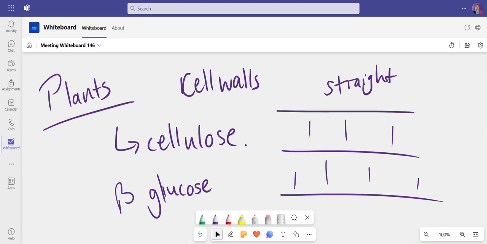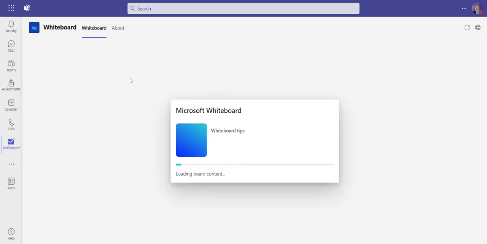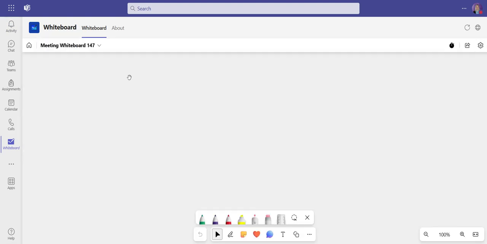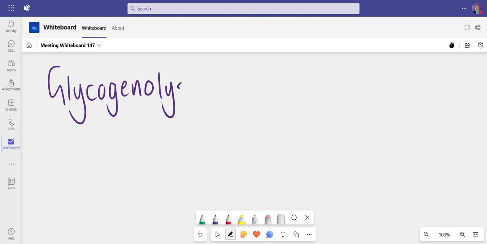Right, now the last thing that we need to know about carbohydrates is a process called glycogenolysis. If we break it down, it's glycogen lysis. So we've already looked at glycogen as a molecule. That's the polysaccharide that animals store their glucose as. And the word lysis means to break up. So glycogenolysis is breaking down the glycogen.